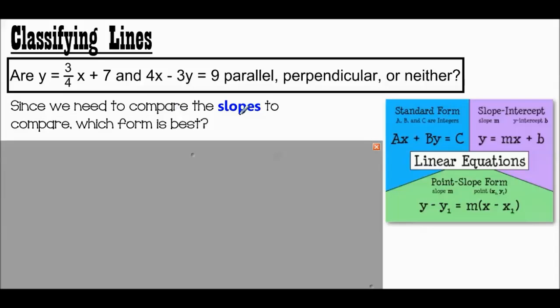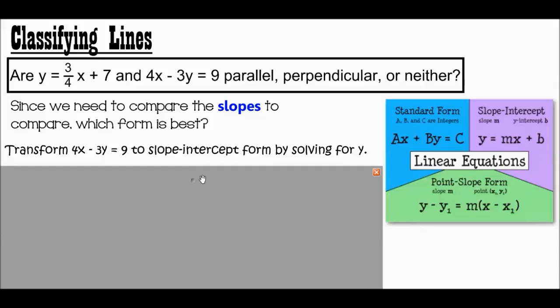Since we need to compare the slopes to compare these two lines, which form is going to be best? Well, I'm going to go with either slope-intercept form or point-slope. Slope-intercept is going to win because y equals 3/4 x plus 7 is already in slope-intercept form. So then I'm only having to transform that one equation. You could turn them both into point-slope, but that just seems kind of scary, trying to factor out that m there. It can be done, but I definitely don't suggest it.